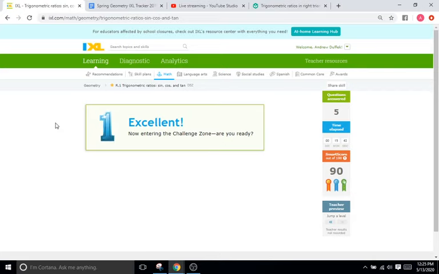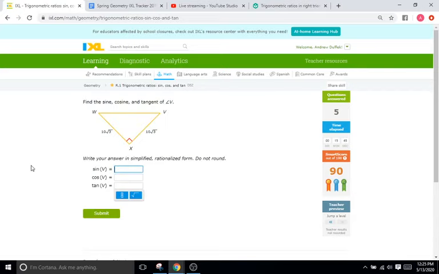Okay, so just work your way from there, and I'm going to jump another level or two just to see if there's anything different or unique. And there is not. Here, they just ask you to find the sine and the cosine and the tangent, not just one, which is a little bit more work, but it's the same exact problem. So this is where I am going to stop.